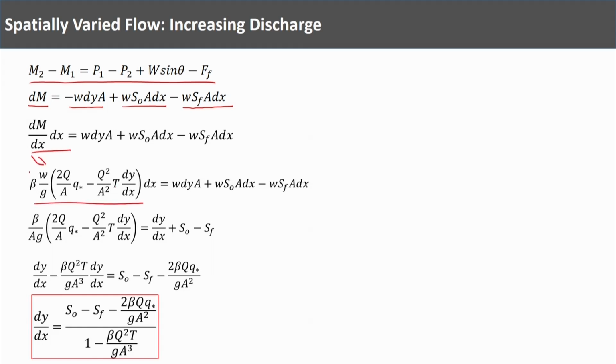So, I can write it as dm by dx into dx, and now I can replace this term. dm by dx into dx is nothing but beta w by g, twice Q q* by A minus Q squared T by A squared, dy by dx into dx, and which is equal to w dy A plus w S0 A dx minus w Sf A dx. So, I can cancel w from all these terms, and then I can cancel the area from here.